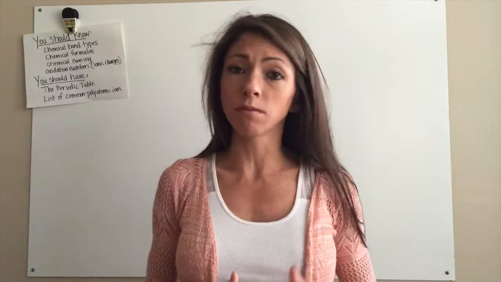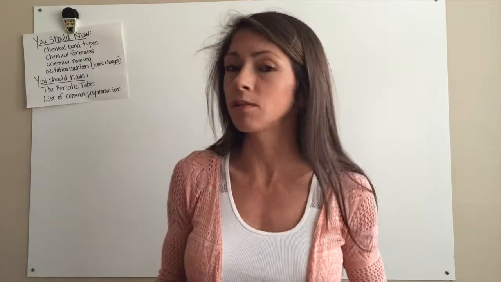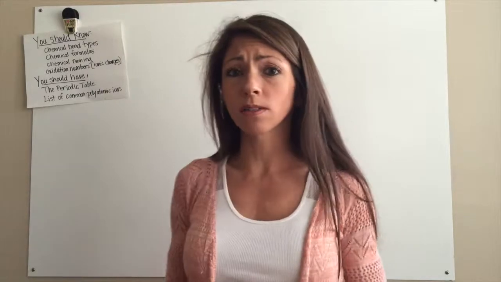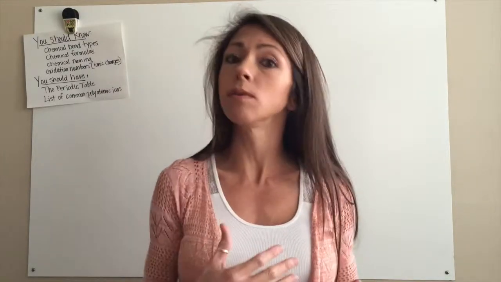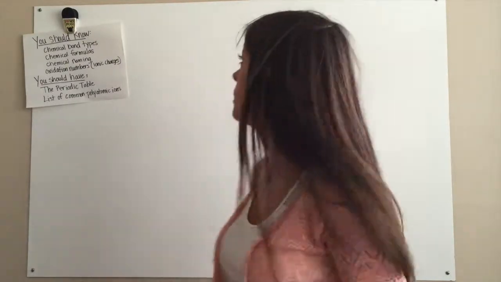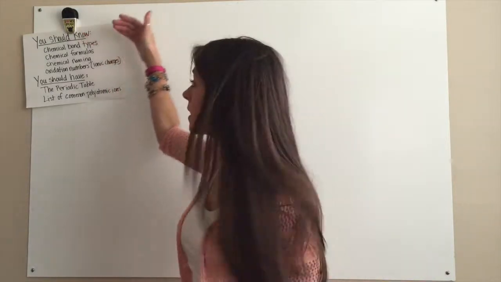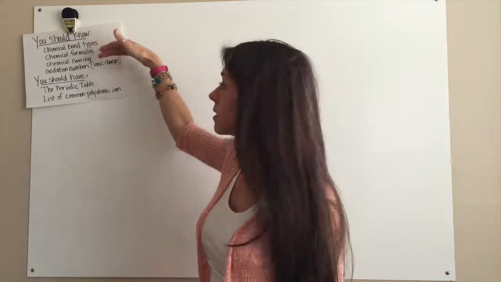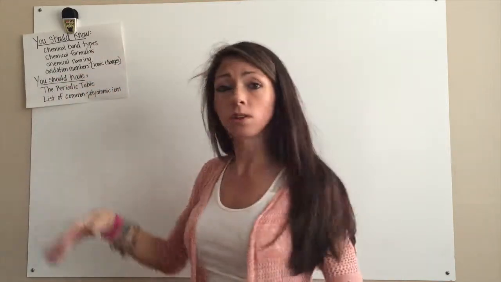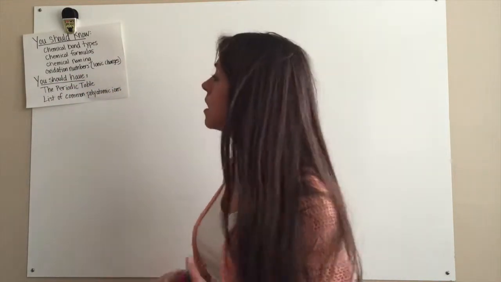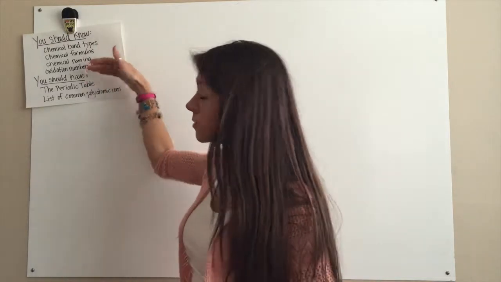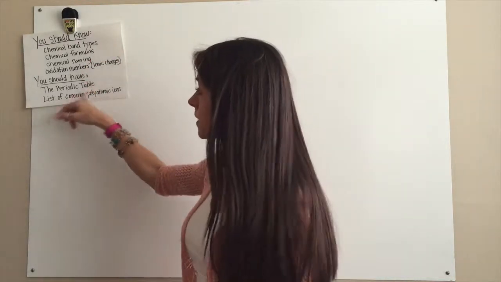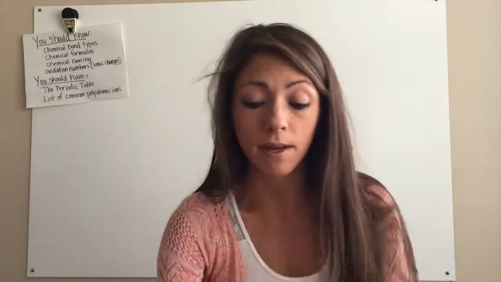We have gone through several months of chemistry to get to actual chemistry, which is now where we're going to be combining pure substances. There are several things that you're going to need to know at this point, and you should know at this point, including the chemical bond types, how to write chemical formulas correctly, how to write chemical names correctly, the oxidation numbers, also known as the ionic charges. You should also have readily available a periodic table and a list of the common polyatomic ions.